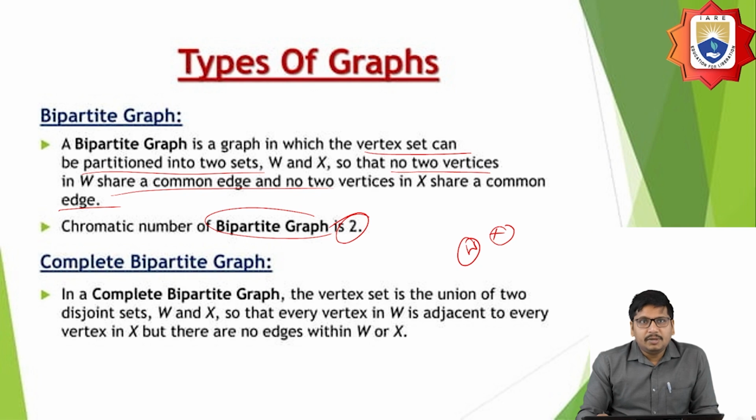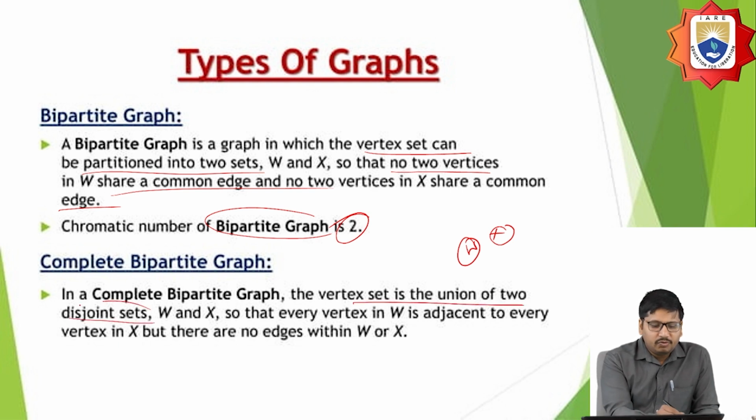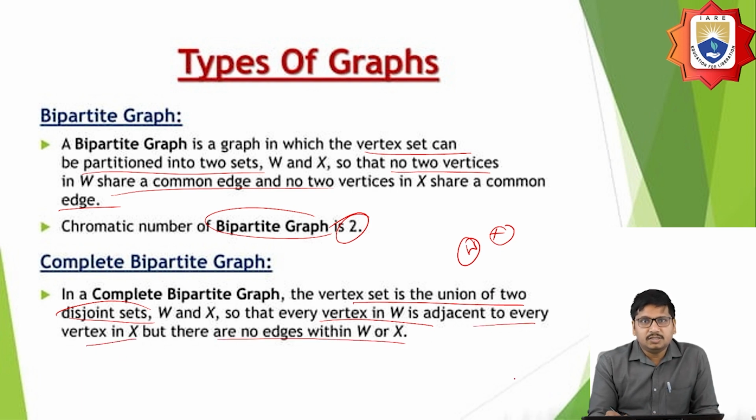And what is a complete bipartite graph here? In a complete bipartite graph, the vertex set is the union of two disjoint sets, so that every vertex in W is adjacent to every vertex in X, but there are no edges within W or within X.